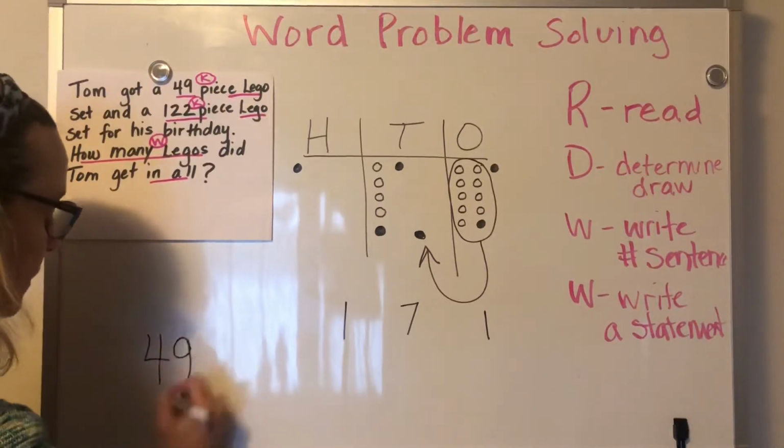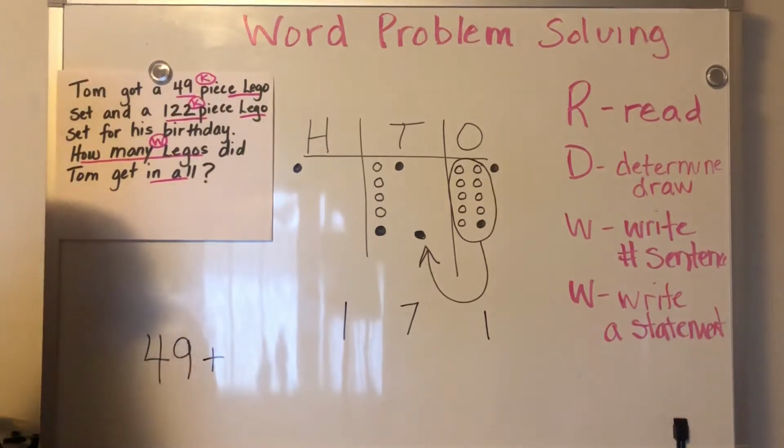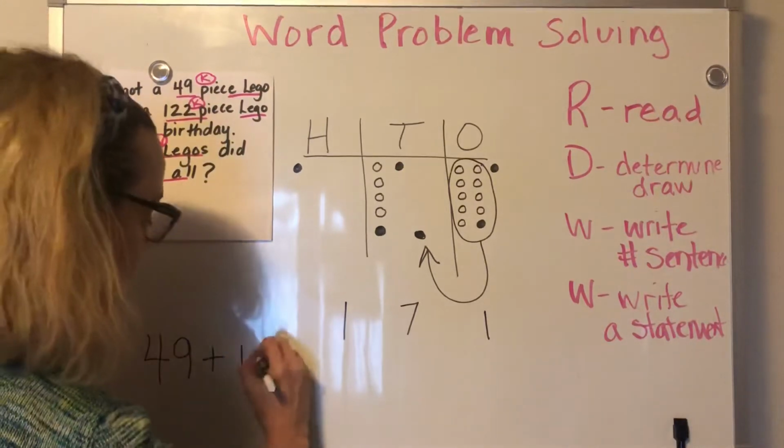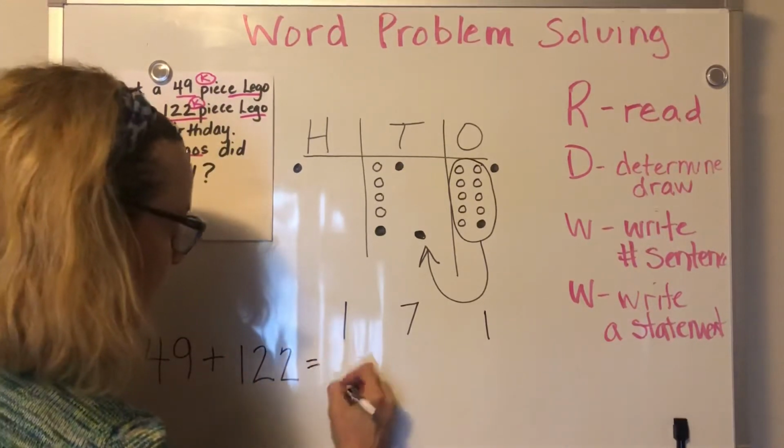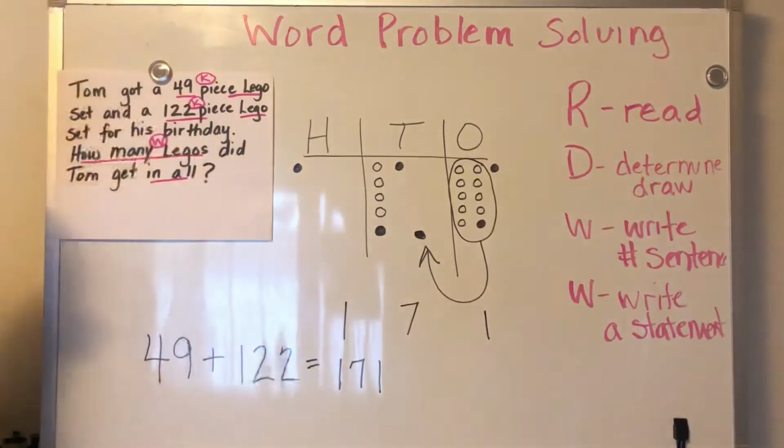So I'm going to write my number sentence. 49 plus 122 equals 171. So there's my number sentence.